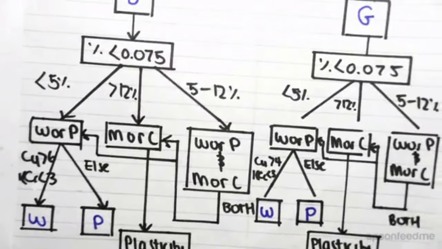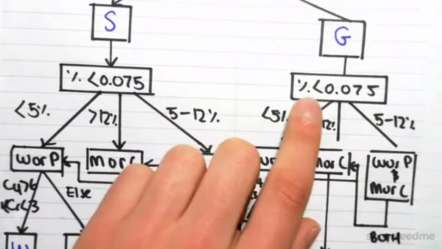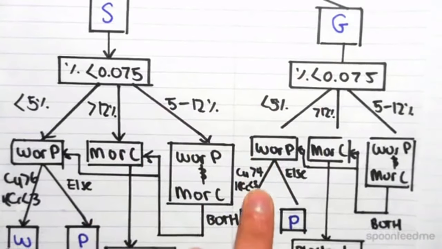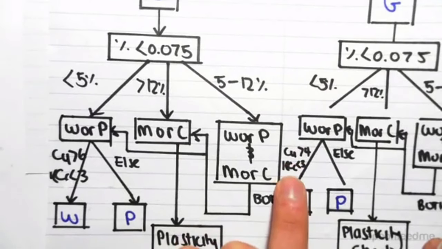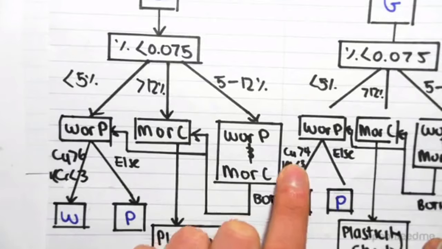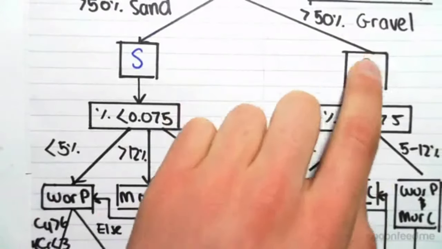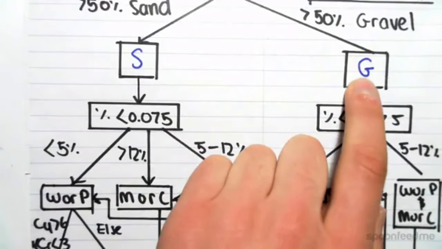Just a quick note, for the gravel, it's going to be a very similar process. The only difference is that CU is now greater than 4, and CC is still between 1 and 3. So CU is just changed to 4, where that was 6. But the flow would be the exact same. You would just pick up a G.